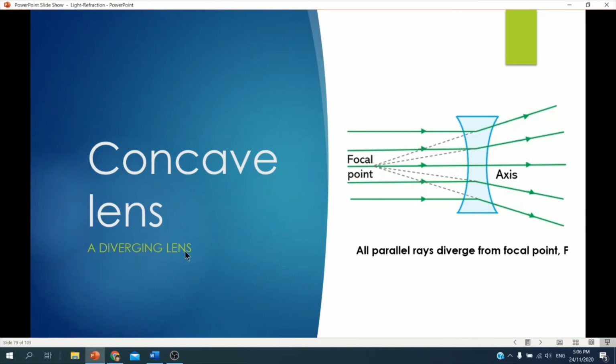A concave lens is a diverging lens. What do you mean by diverging? Okay, it means all parallel rays will be refracted by the lens, and the refracted rays are all spreading out. They are all diverging. Okay, they go further and further away from each other, and if we trace back with these dotted lines, they are all diverging from a point here, which is called focal point. F, focal point.